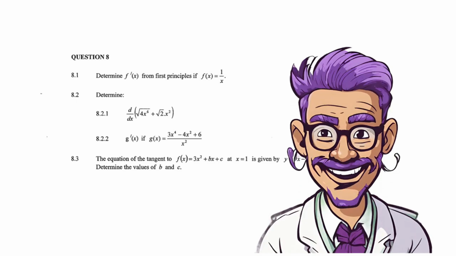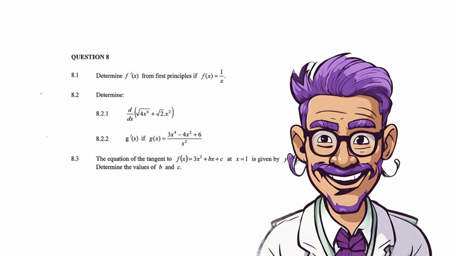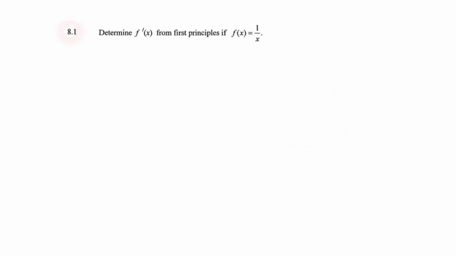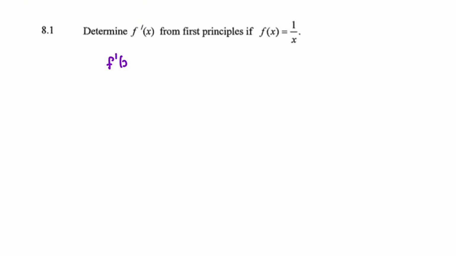We are moving on with question 8 of paper 1 for June 2024. 8.1. Determine the first derivative of f from first principles if f(x) is equal to 1 over x. So on your formula sheet, you have f prime of x is equal to the limit of h towards 0 for f(x plus h) minus f(x) over h.